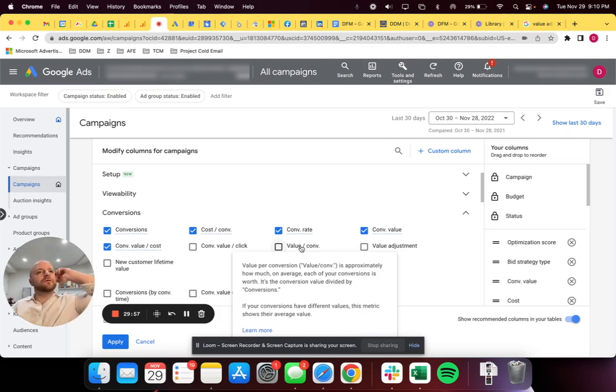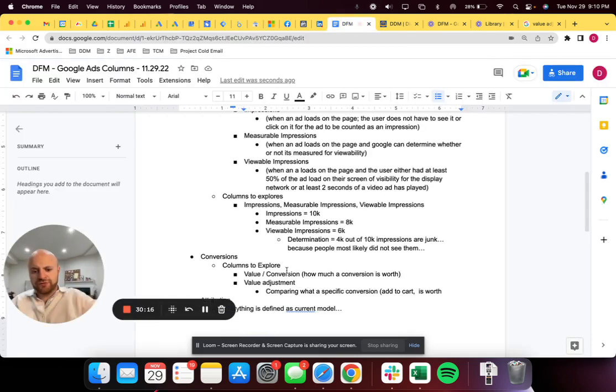I'm trying to. This is interesting. That this would be like defining how much an add to cart is worth. If your conversions have different values, this metric shows their average. It's like, how much is an add to cart worth? I don't know. That's why these are interesting.